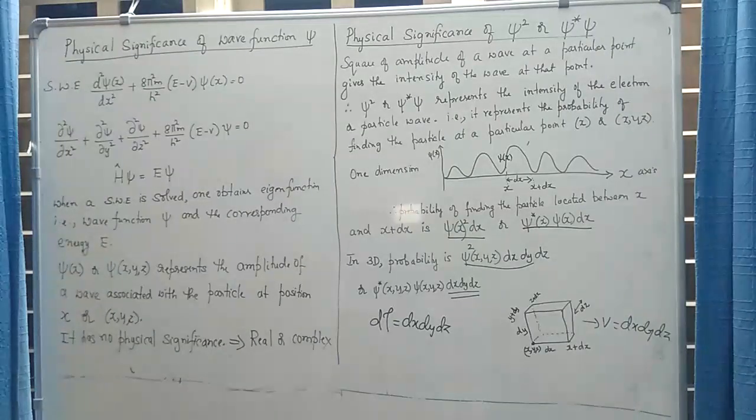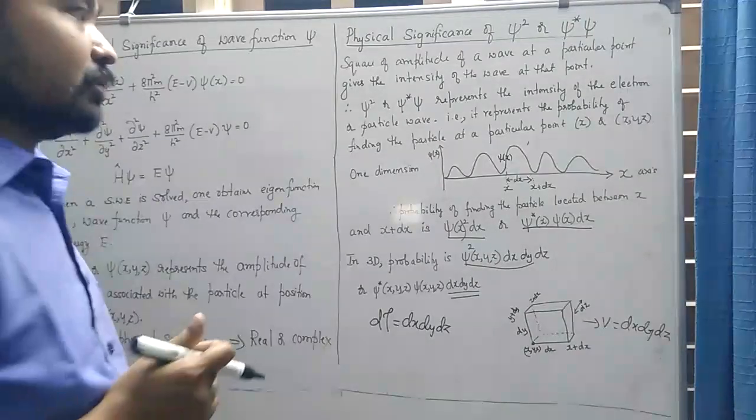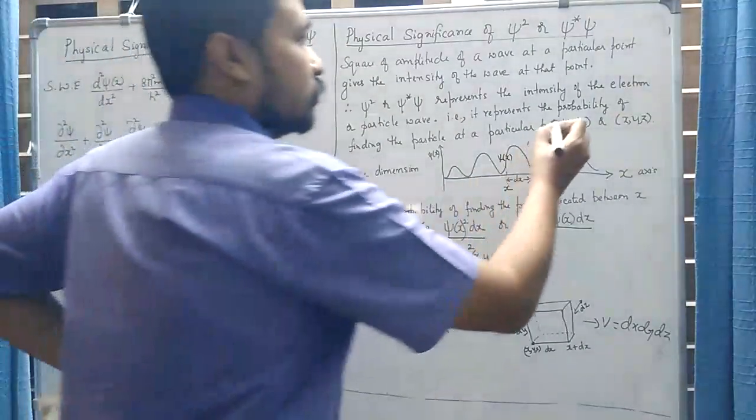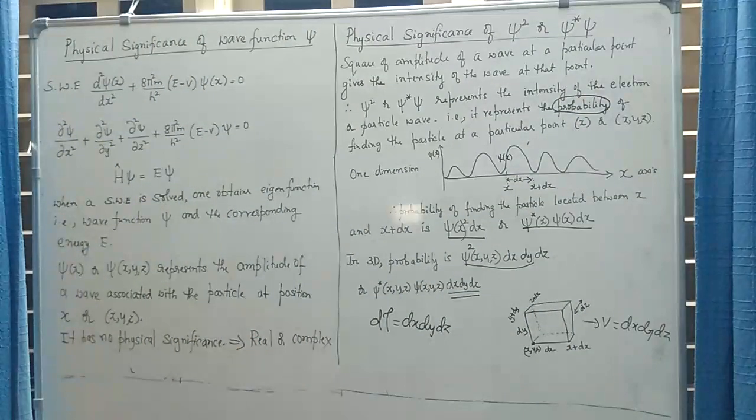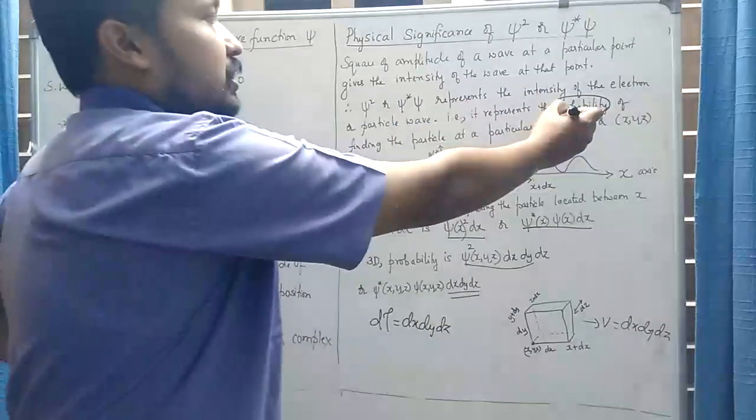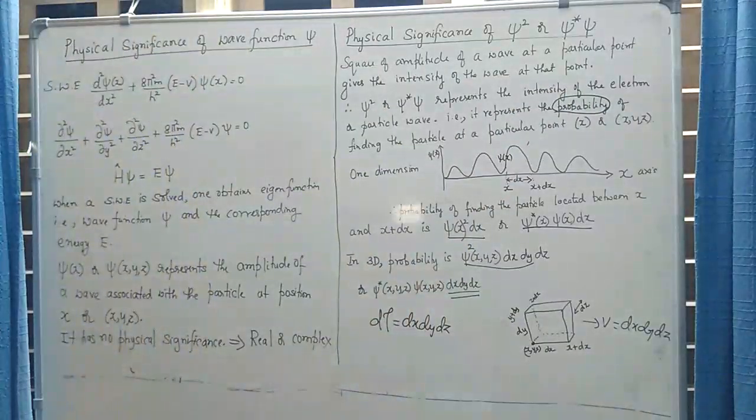So the probability of finding the particle in 1 dimension is psi square into dx, or psi star into psi into dx. The probability of finding the particle in 3 dimensions is psi square into dx into dy into dz if it is a real function, or psi star into psi into dx into dy into dz for a complex function. Now the more important point that we have to figure out here is why this word probability appears here. Why is this intensity considered as the probability of finding the particle?